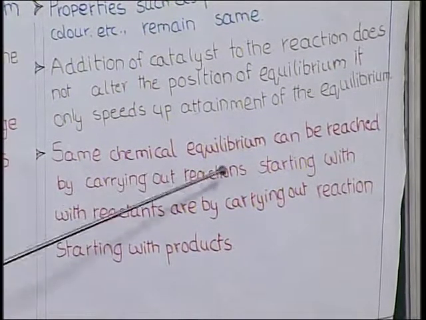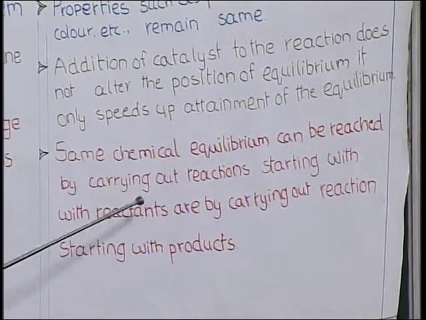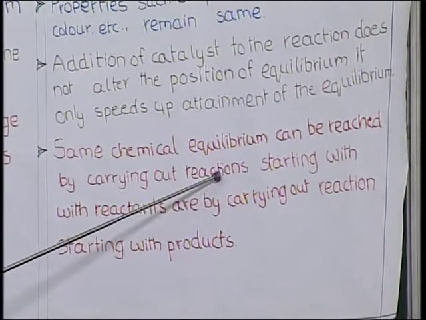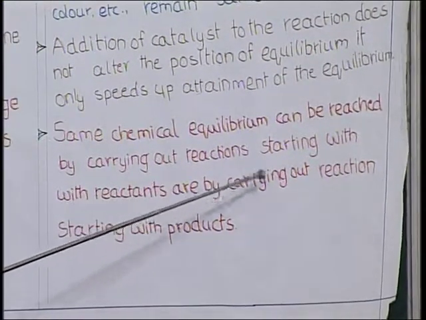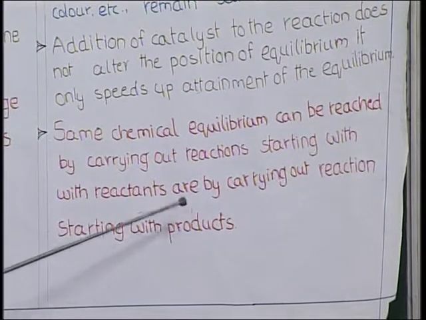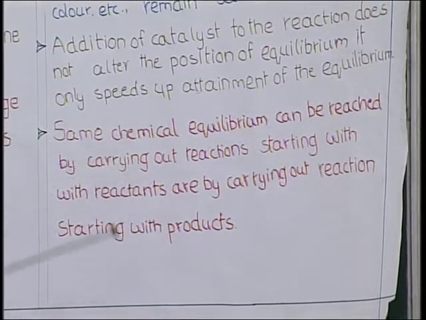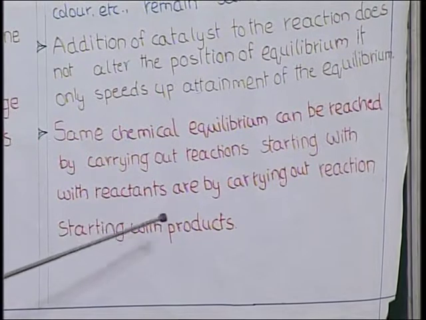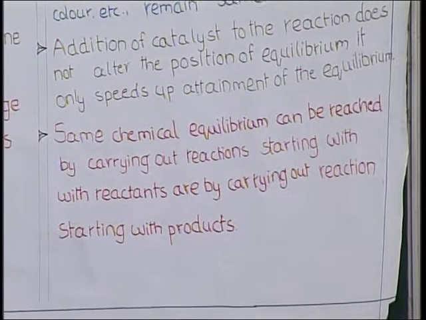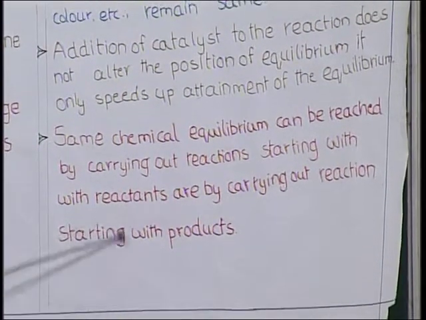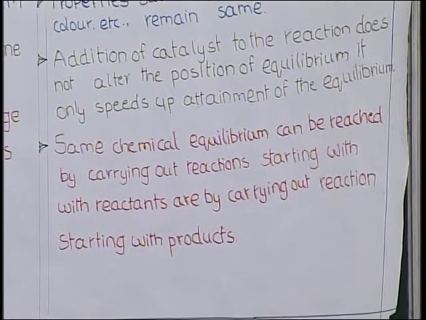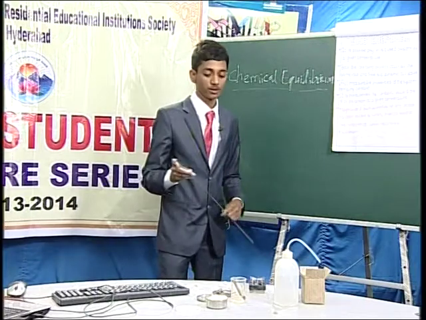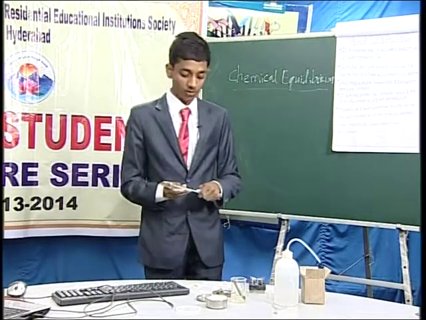Some chemical reaction equilibria can be reached by carrying out reactions starting with reactants and also by starting with products. In chemical reactions, by taking the reactants we can get products, and also we can take the products and get the original reactants, right. And here completed. Let us recall what we have learnt.